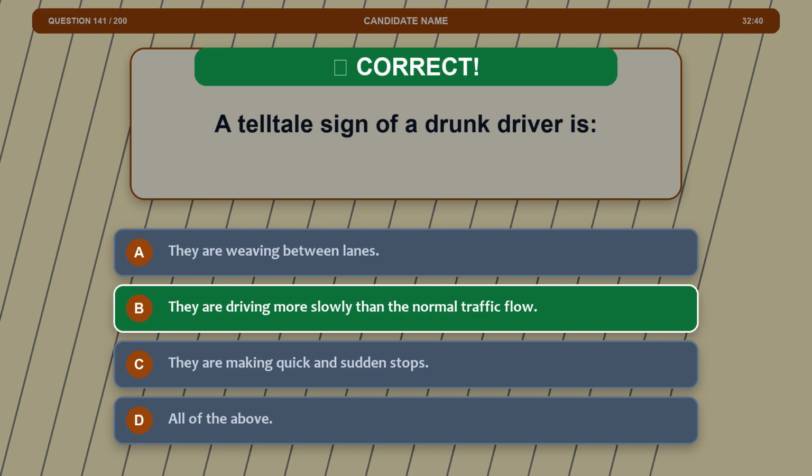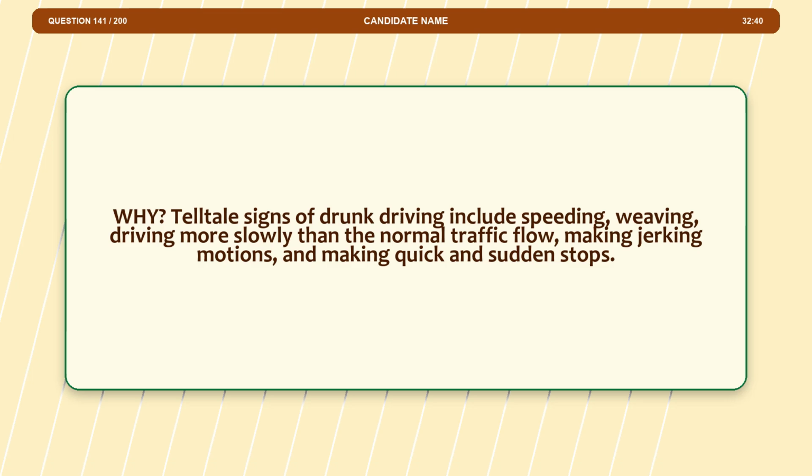The correct answer is option B. They are driving more slowly than the normal traffic flow. Explanation. Telltale signs of drunk driving include speeding, weaving, driving more slowly than the normal traffic flow, making jerking motions, and making quick and sudden stops.